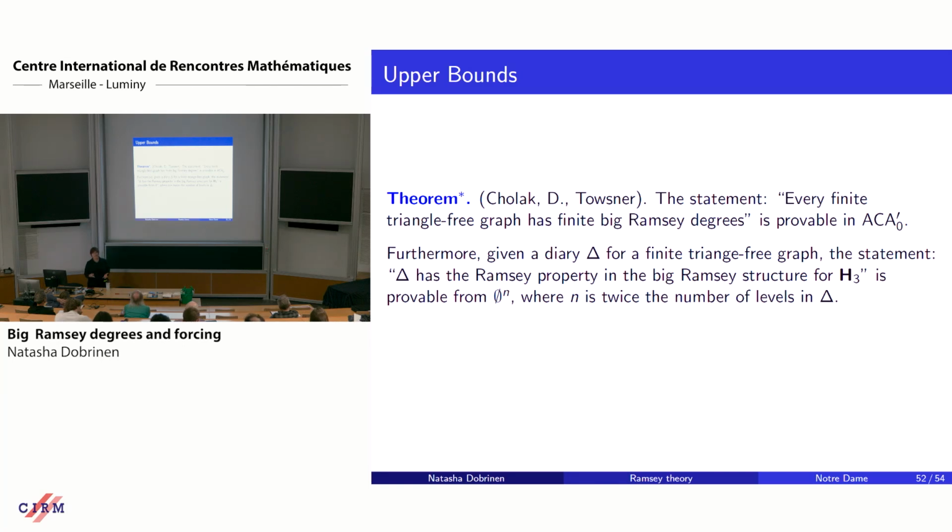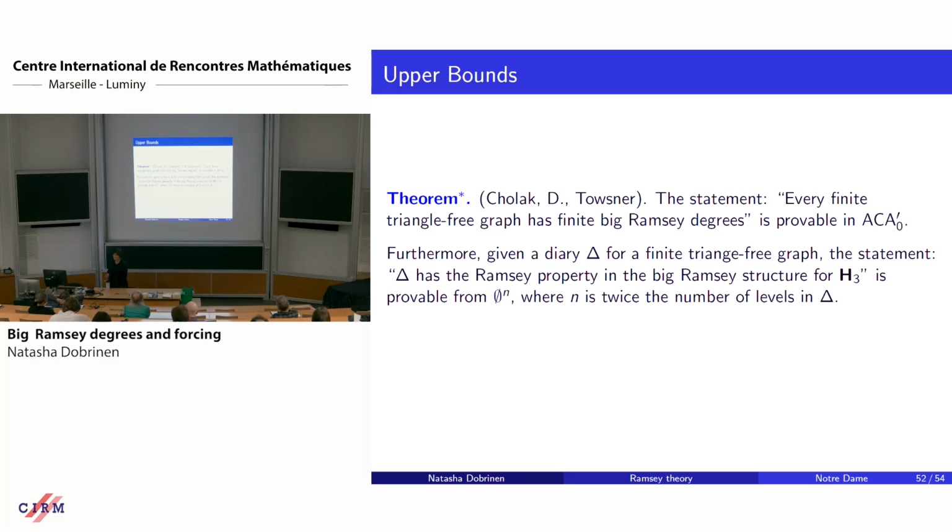because you have to do it very precisely on the structure you care about rather than coding it into some other structure that's a bit too wild to get what you want. This result follows from what we really show, which is that given a diary for a finite triangle-free graph, so this is the structural expansion for which you will have the Ramsey property, then this thing has the Ramsey property in the Big Ramsey structure for H3 is provable from the nth Turing jump, where n is twice the number of levels in the diary. So forcing is useful at whatever level you're using it.